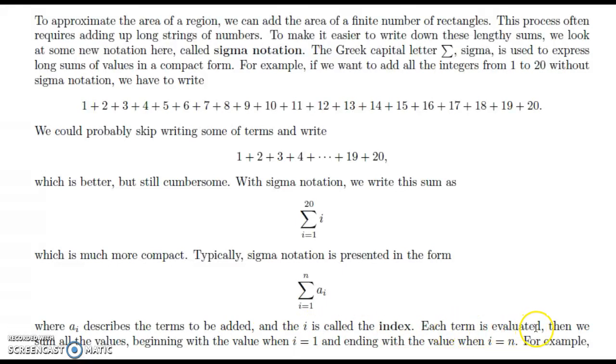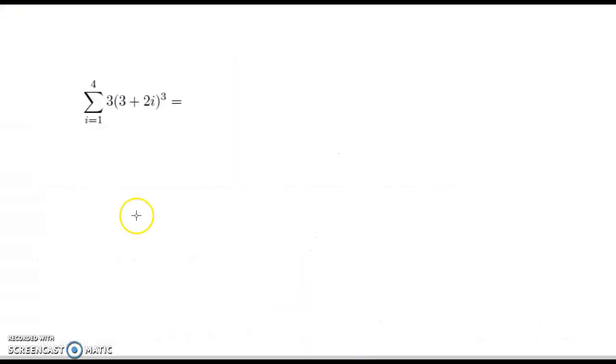Each term is evaluated when we sum all the values, beginning with the value when i equals 1 and ending with the value when i equals n. For example, summation i from 1 to 4 of 3 times (3 plus 2i) to the third power. So how do we write out this sum?